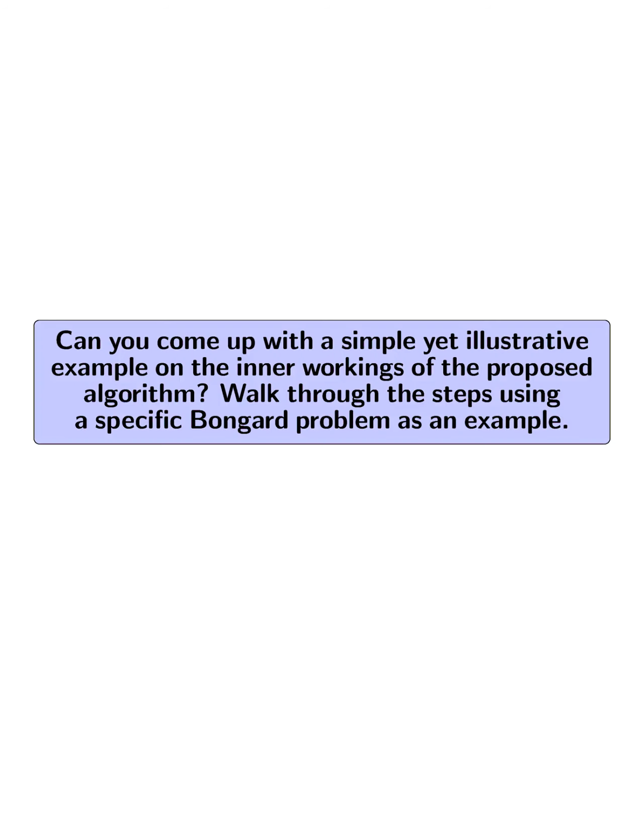Can you come up with a simple yet illustrative example on the inner workings of the proposed algorithm? Walk through the steps using a specific Bongard problem as an example.